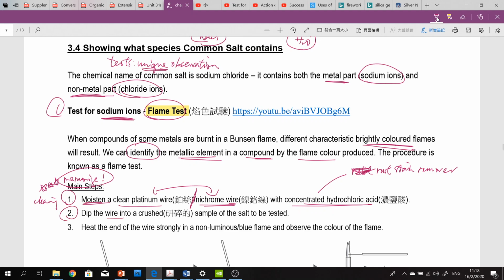And after cleaning, you are going to dip the wire into the crushed sample of the salt to be tested. Later on, part 3, you are going to put the salt together with the wire and heat it in the blue flame, or what we call a non-luminous flame, and observe the color of the flame. Because of the different colors of the flame, you are going to memorize the different colors.